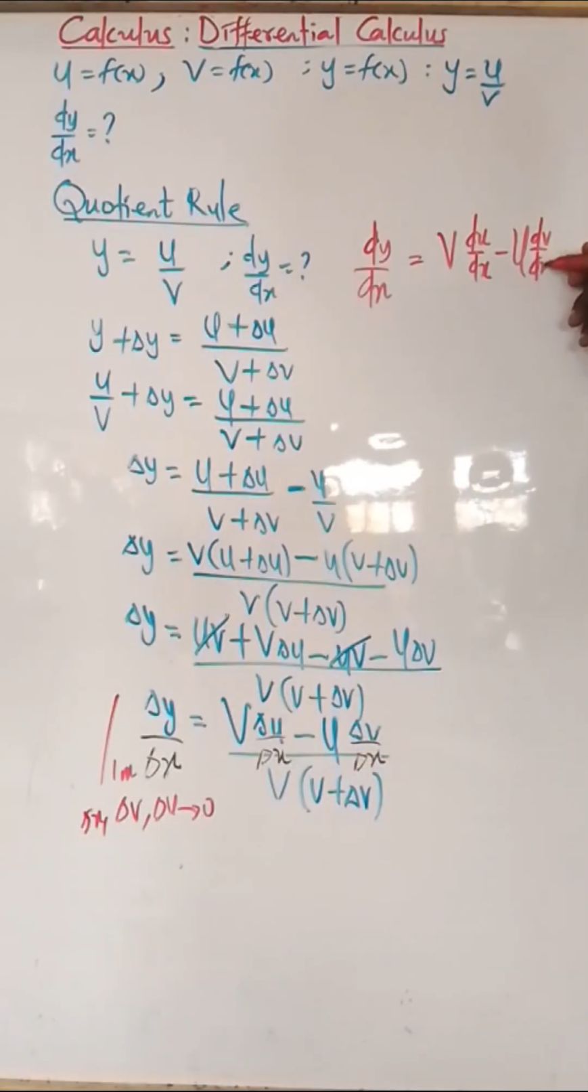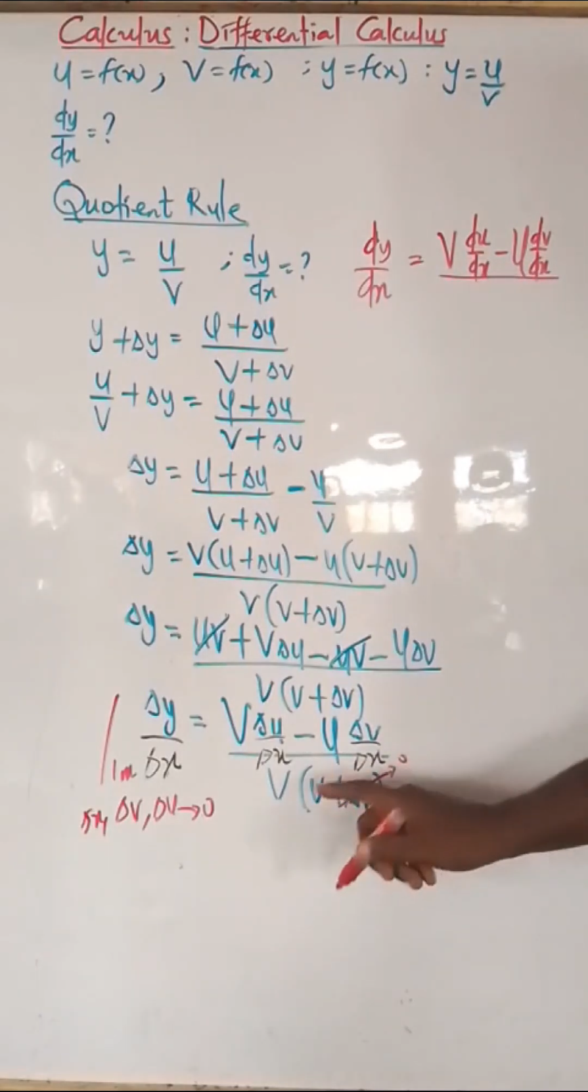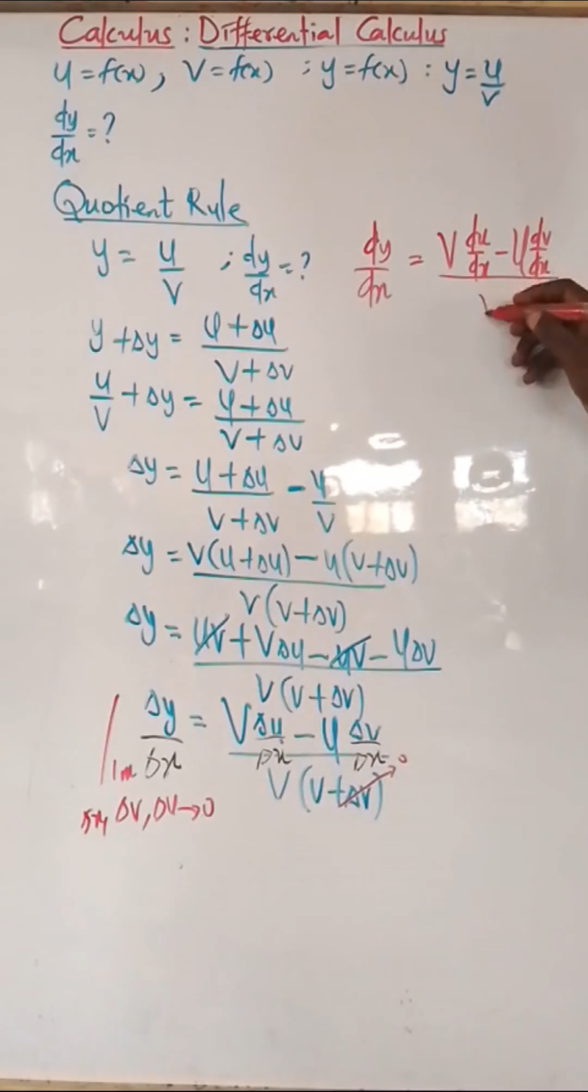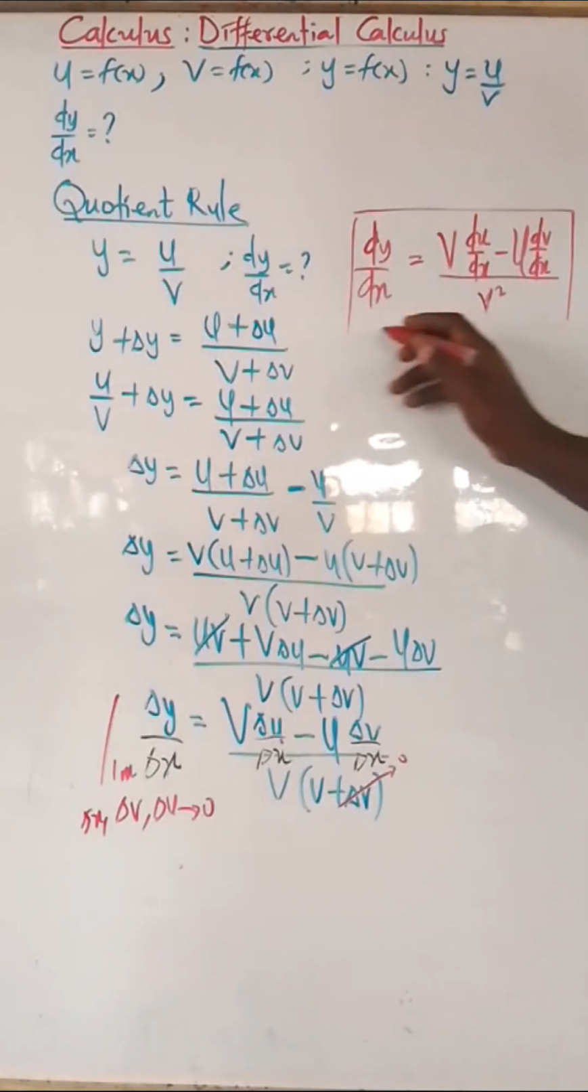dv dx over, then this one is standing alone, then this one will tend to 0. So I'll be having v and v left, v times v, v squared. So this is the what? The formula for the quotient rule.